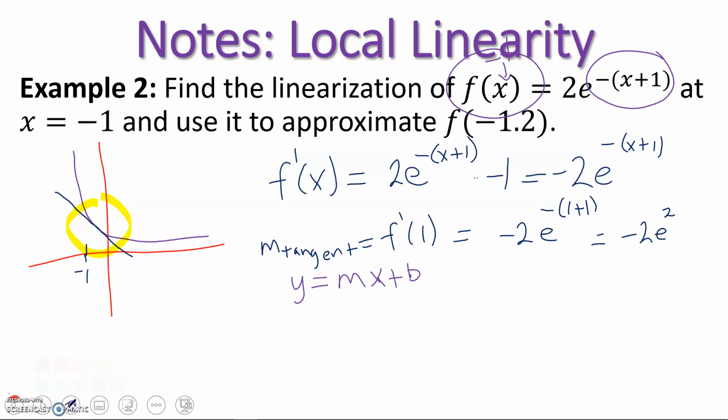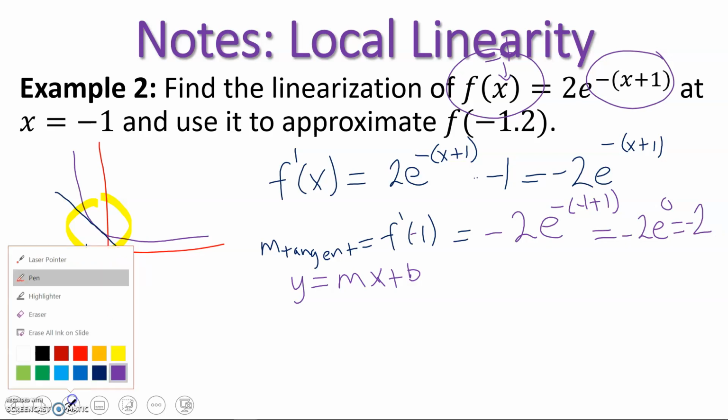all right, hold on one moment. I think I need to backtrack. I think I plugged in the wrong value right here. So let's jump back. This is actually -1, which is going to change this just a little bit. So this is -2e to the negative 1 plus 1, which makes that power 0. So we get -2e to the 0. E to the 0 is 1, so our slope is actually much simpler at -2.